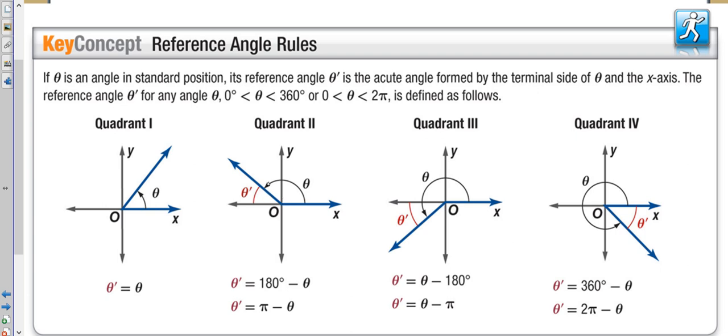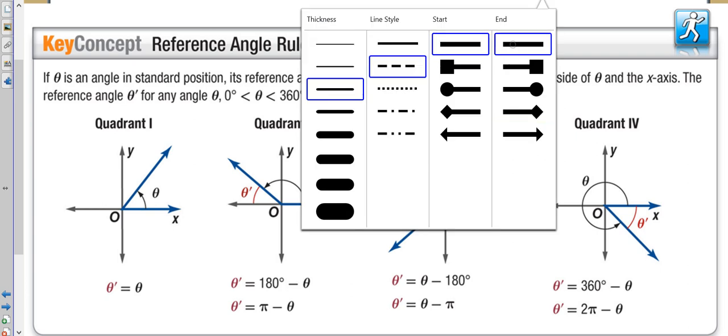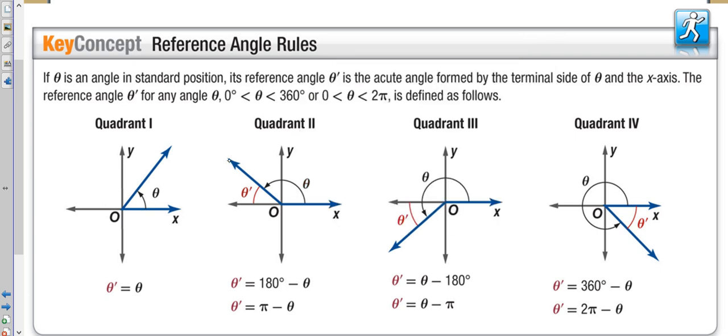Okay, now let me clarify. This angle does connect to the x-axis, but I'm talking about a straight connection to it, if you wanted to make an acute triangle. So this would be the reference angle here, and if you connected it to make a triangle, you would call this the reference triangle. It would be an acute right triangle. That would be a reference triangle.